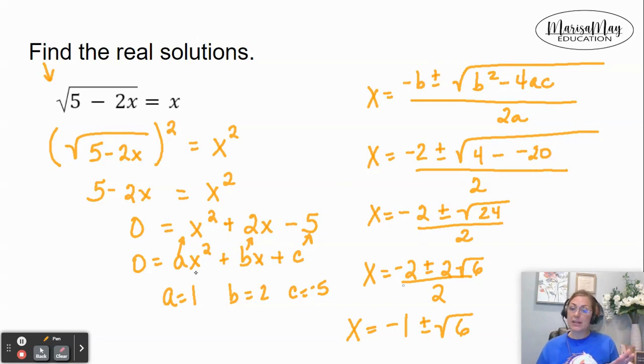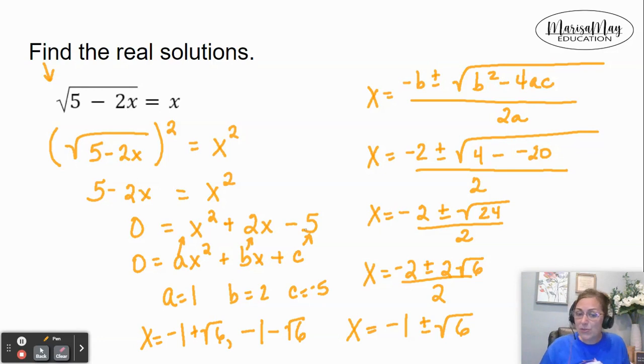Okay, so I actually have 2 answers, and I want to make sure we denote that. One of the answers would be negative 1 plus the square root of 6, and the other one would be negative 1 minus the square root of 6. Of course, if my problem wanted decimals for this, I could just easily go to my calculator, put these in there, and get decimals for it.